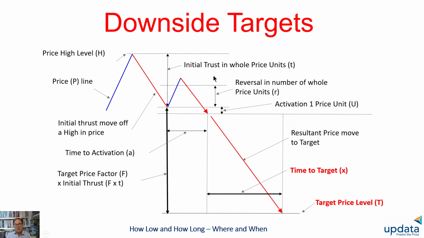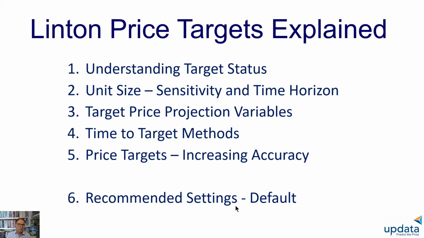The same is true with the downside target. So this is a thrust off a high. That's an initial selling thrust, a reactive move. A move below that initial level, the previous thrust level, gives us a downside target and a time to target as well. So it's just the same. How long, where and when will we go? That's the really key thing.